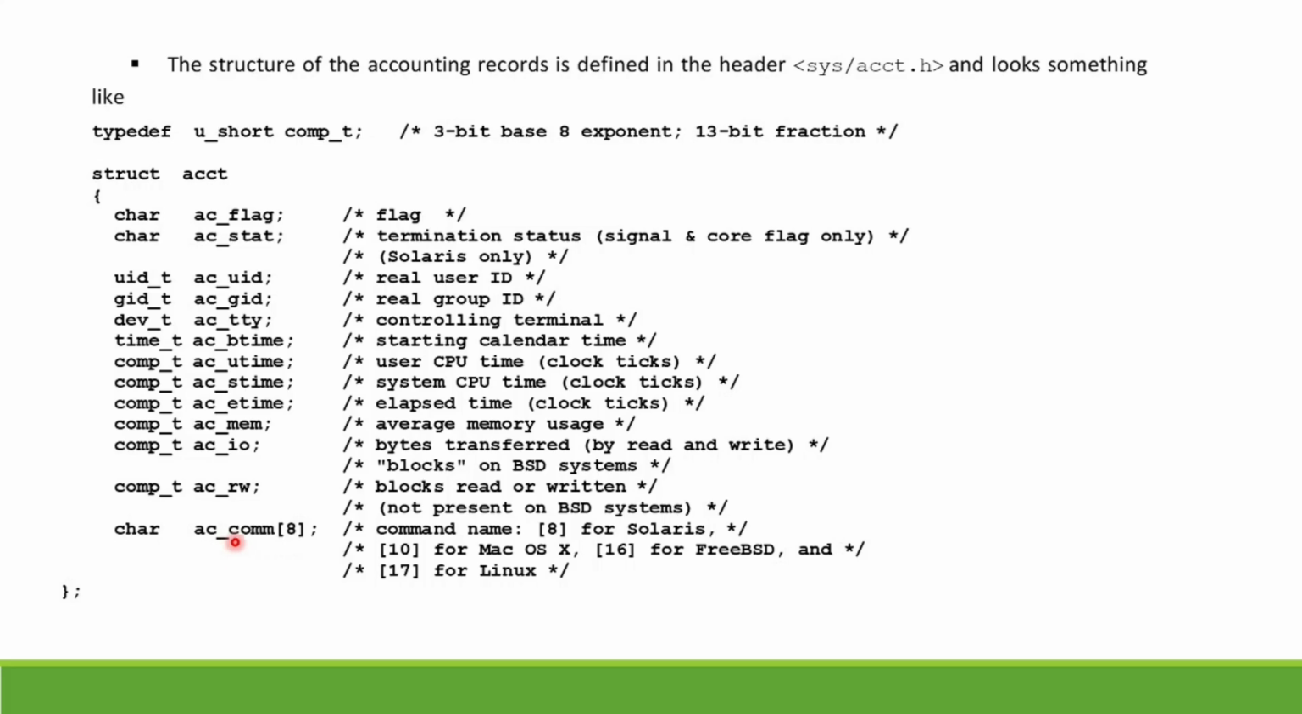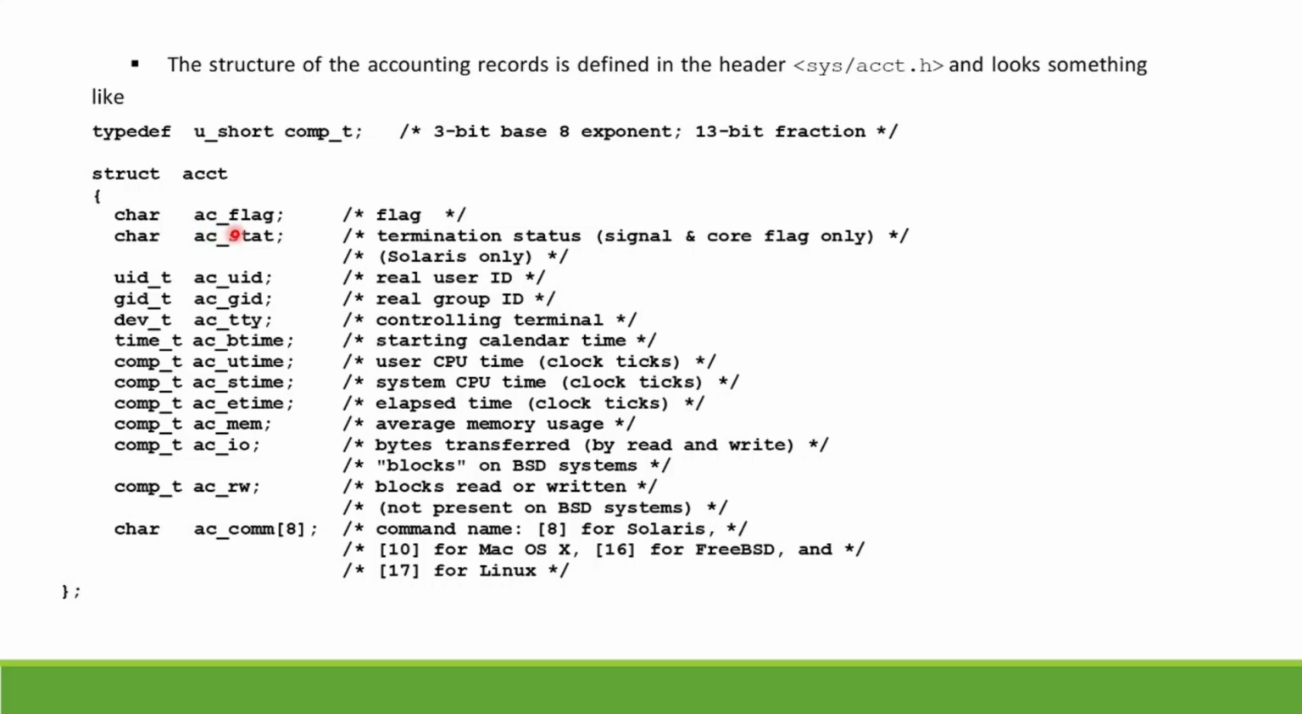Finally, this contains the name of the command that got executed. The value 8 here is for Solaris, which is one of the flavors of Unix, and it has different values for different operating systems of Unix. 17 is for Linux. So if you see 8 here, then we are referring to the Solaris version of Unix. This structure used for accounting records is defined in a header file called acct.h.